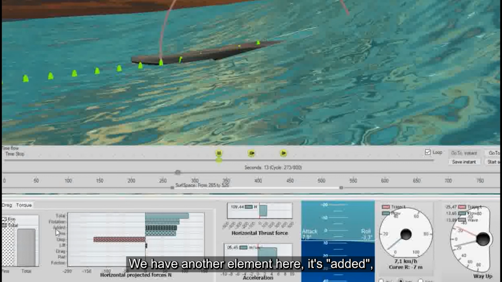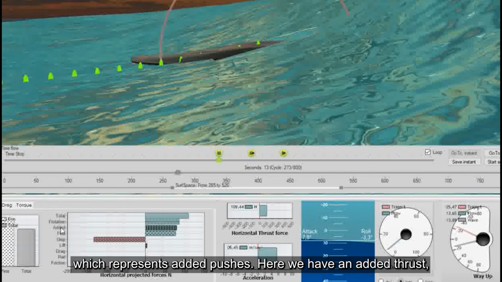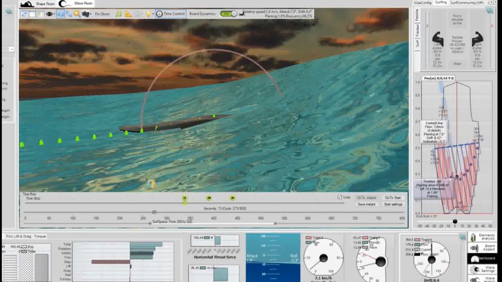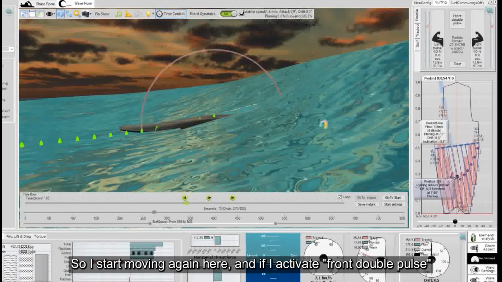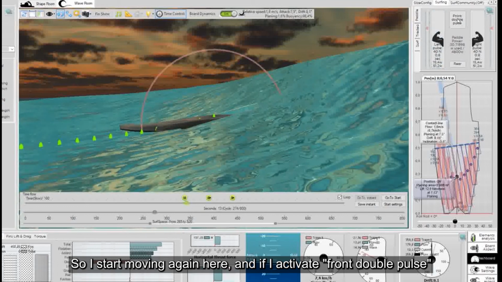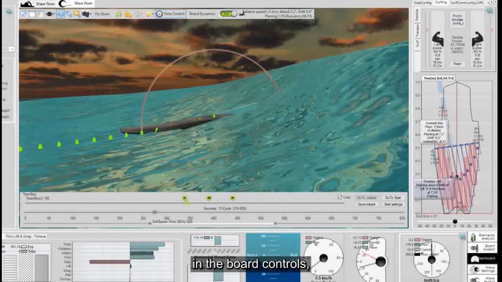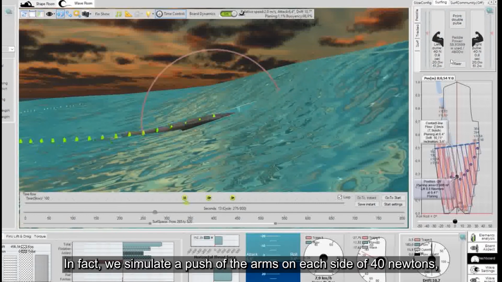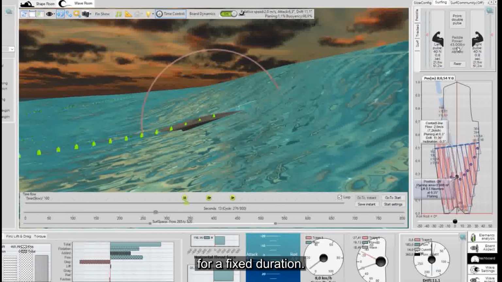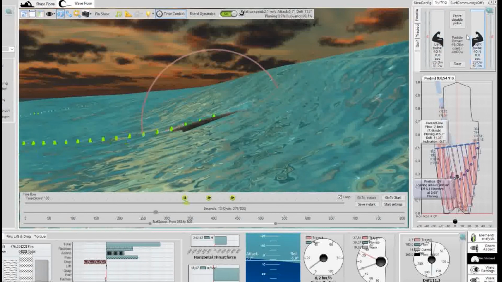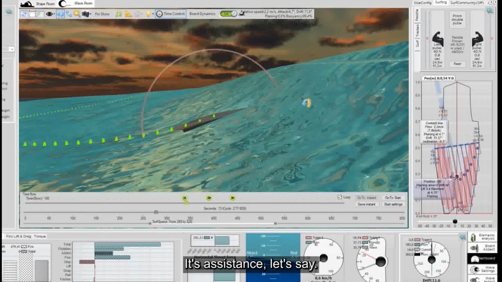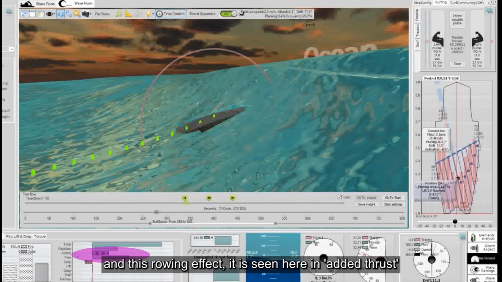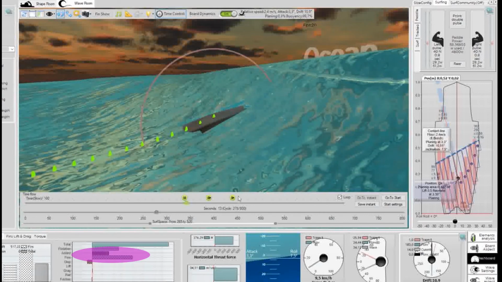We have another element here, it's added, which represents added pushes. Here we have an added thrust, because we clicked here on paddling. So I start moving again here, and if I activate front double pulse in the plank controls, in fact, we simulate a push of the arms on each side of 40 newtons for a fixed duration. Its assistance, let's say. We actually include the rowing effect. And this rowing effect, it is seen here in added thrust.